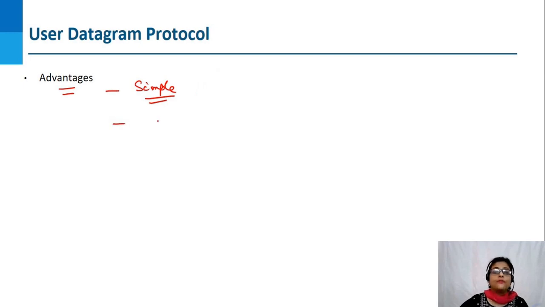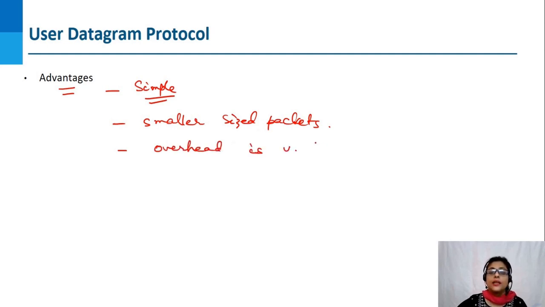It is very simple. If you have smaller sized packets, you can use UDP because you do not need to set up any path. And since this is very simple, overhead is also very less. So these are the advantages of User Datagram Protocol.